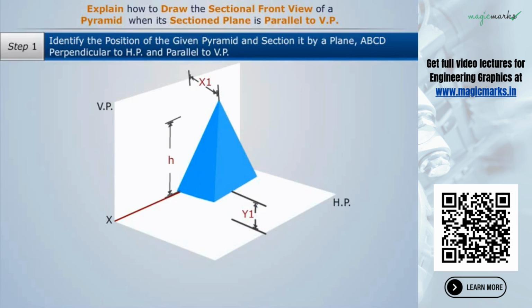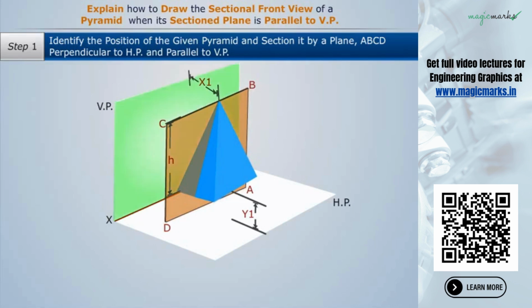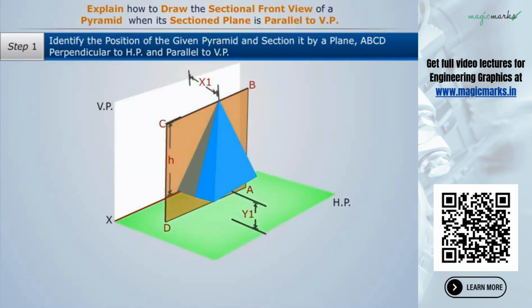Now let us section this rectangular pyramid by plane ABCD, such that the plane lies parallel to VP and perpendicular to HP.